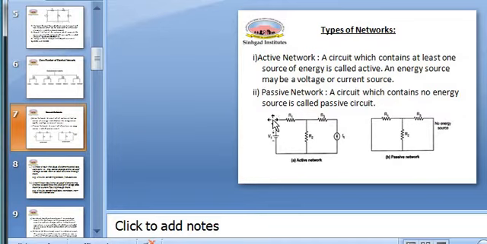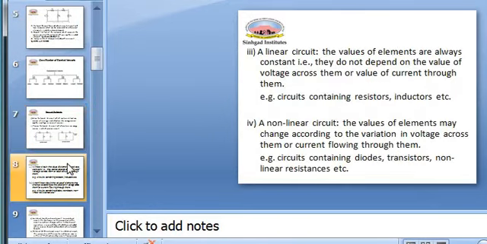Then what will be a passive network? It will be a circuit which contains no energy source. See, this is a circuit. In this, only 3 circuit elements are there, R1, R2 and R3. There is no voltage source, there is no current source. Such a circuit is called a passive network. Getting? Next point.